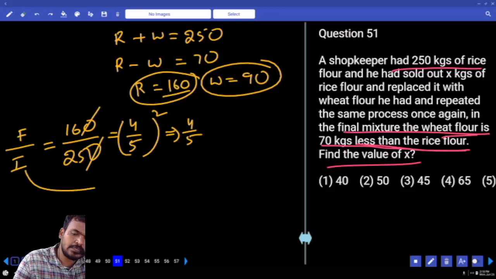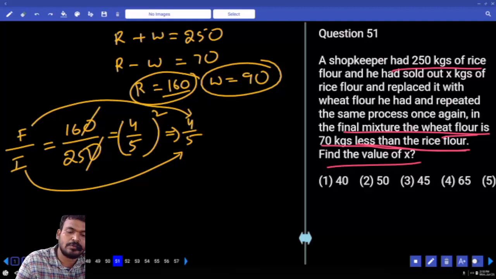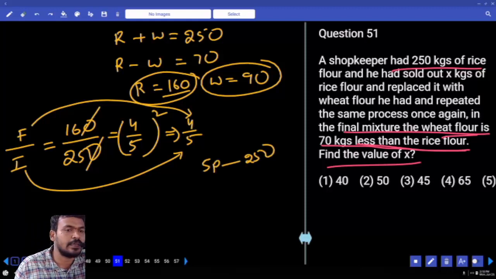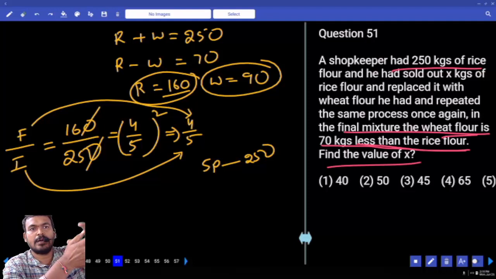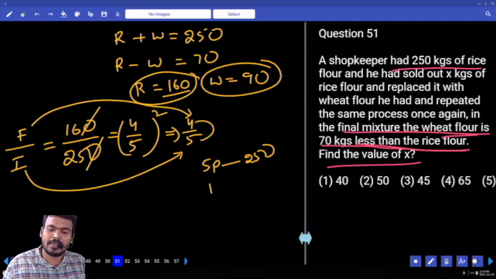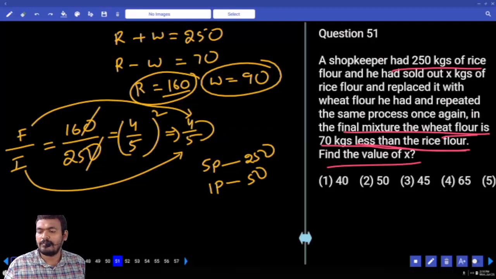Okay. What is the initial rice flour? 5 parts. After first operation, rice flour is how many parts? 4 parts. How many parts are taken out? 1 part. But in place of 5 parts, already how many kgs are given? 250 kgs. Every time out of 5 parts, how many parts are taken? 1 part. Because before the first operation, how many parts are there? 5 parts. After first operation, 4 parts. Then how many parts are taken every time? 1 part. 5 parts are 250. What is the 1 part? 50.